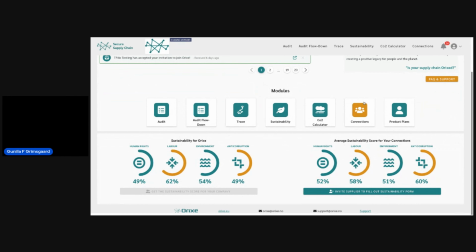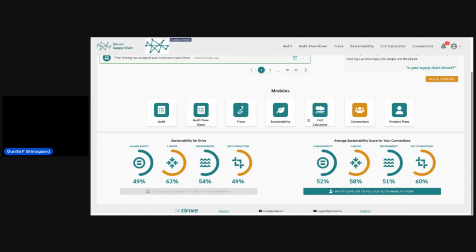Here you see the different modules. This is the audit and the audit flow down. So here you can audit your suppliers, your first line of suppliers. Then we also have a function for cascading down your suppliers' demand throughout the entire supply chain. And then this is the traceability module, how you can trace components throughout the supply chain, making sure you don't get any pirate or copper products into your supply chain.